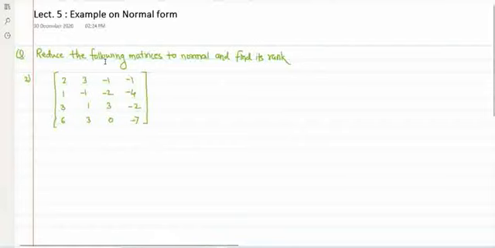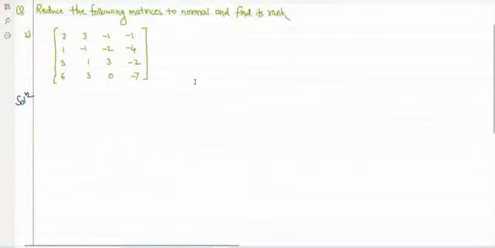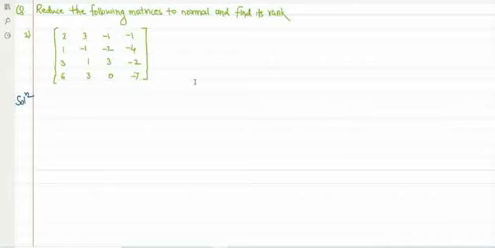So whatever we have seen, can anyone recall what is the normal form? What you understood? What is meant by the normal form? Anyone can unmute and tell. Yes, Sankalp. It is the elementary transformation of rows and columns to 1 and zeros.